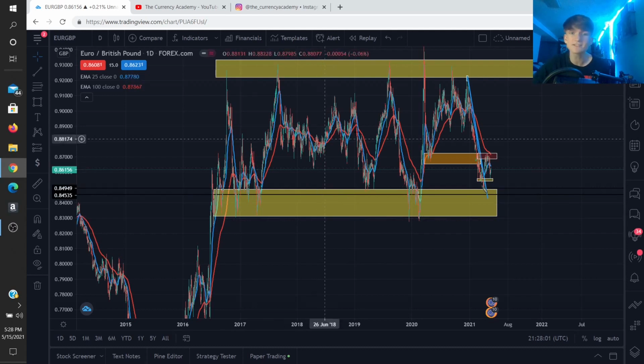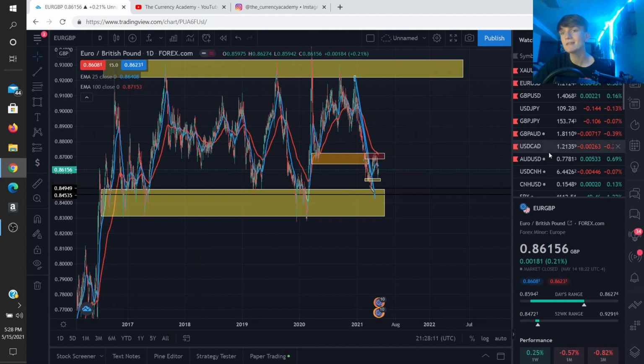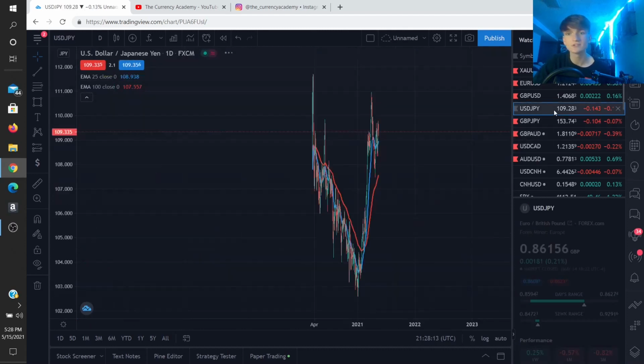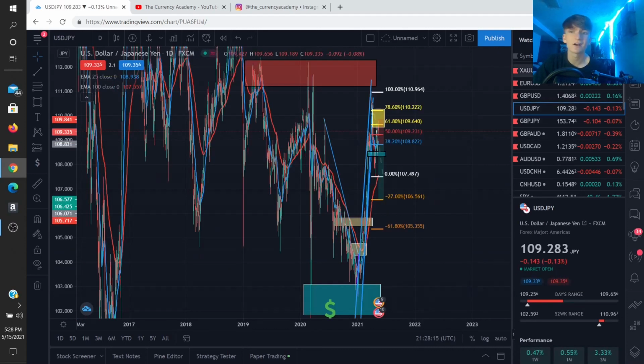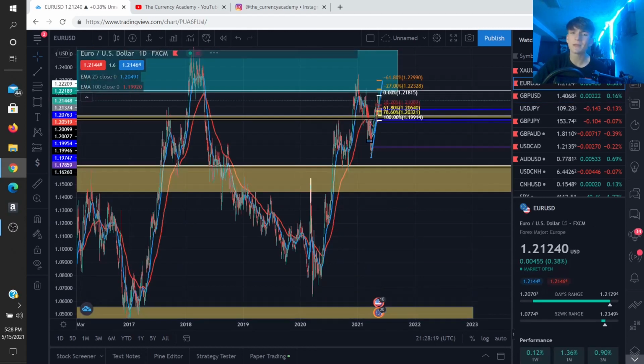As you can see, price is bouncing. You do not really want to be trading in these periods of consolidation. For me personally, Euro, Great Britain pound is just a pair that I'm going to stay away from. Now, for me, I usually like to trade USD/JPY, EURUSD, GBPUSD, whatever it may be.